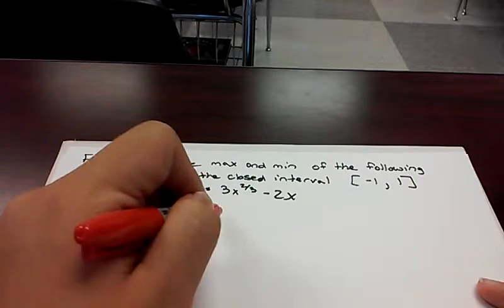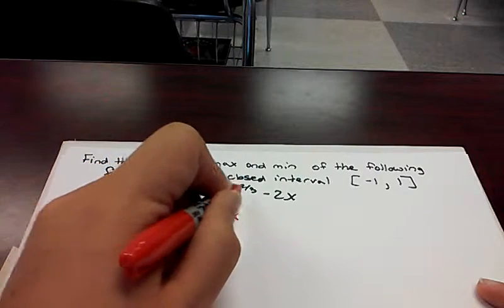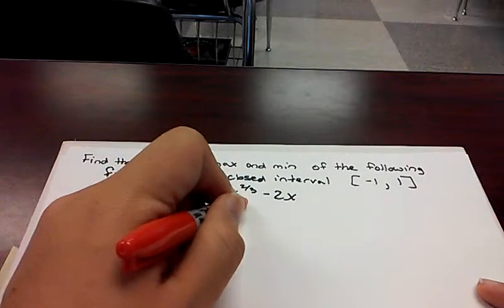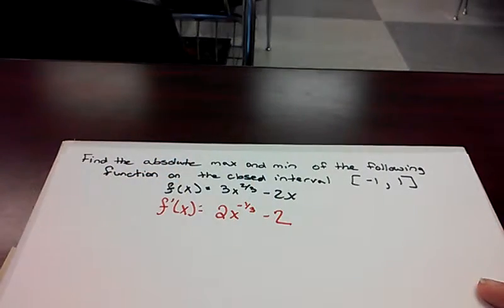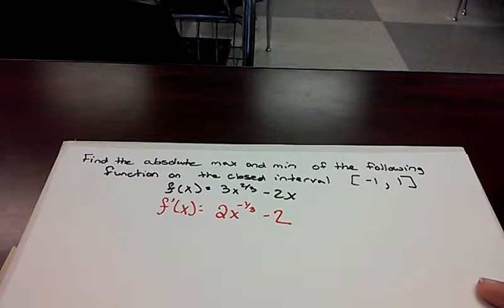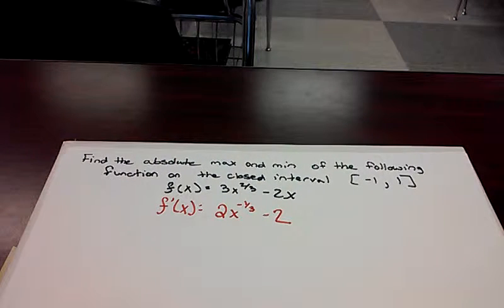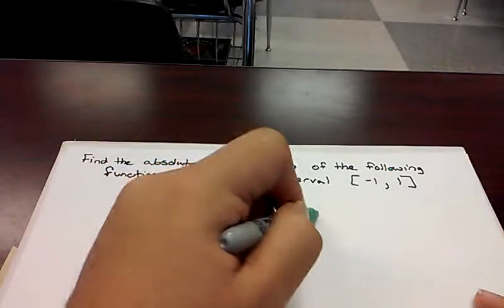2/3 times 3, that's going to give me 2x to the subtract 1, so that's going to be -1/3, and the derivative of -2x will be -2. Alright, since I know that there is no place where this derivative is undefined, I simply need to figure out where this derivative is equal to 0. So I'm going to set it equal to 0.